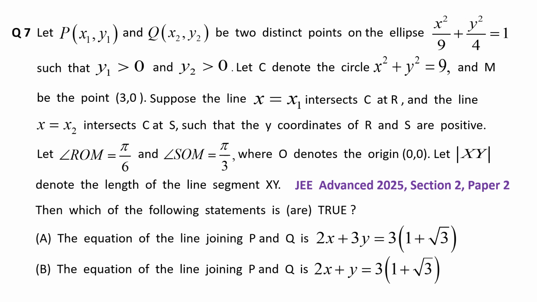The first option is the equation of the line segment PQ is 2x plus 3y equal to 3 into inside the bracket 1 plus root 3. The second option is the equation of the line joining P and Q is 2x plus y equal to 3 into inside the bracket 1 plus root 3.